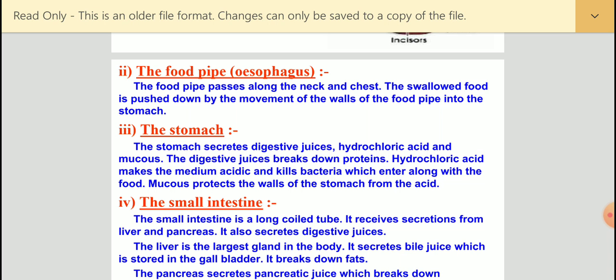We know the liver secretes bile. What does the liver secrete? Bile, which is stored in the gallbladder. Clear? Our pancreas secretes pancreatic juice. Pancreas also secretes many digestive juices known as amylase, lipase, trypsin. You will study these in higher classes. Amylase helps in the digestion of carbohydrate, lipase fat, trypsin protein, like that.